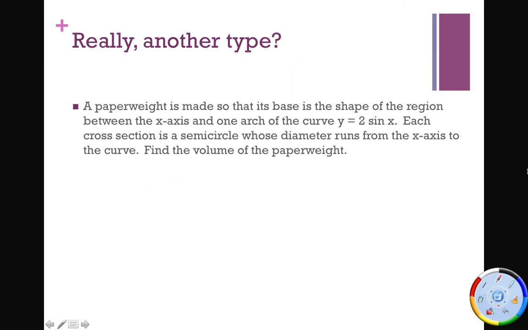Okay, last example here. And yes, it's kind of another type, but in this case, it's not a revolution solid, so we're not revolving around anything. So we have this paperweight. It's made such that the base of the shape is shaped like the region of the area between the x-axis and one arch of the curve, 2 sine x. Well, 2 sine x looks like this, going from 0 to pi. Well, that's that. But that's just the base of this shape.